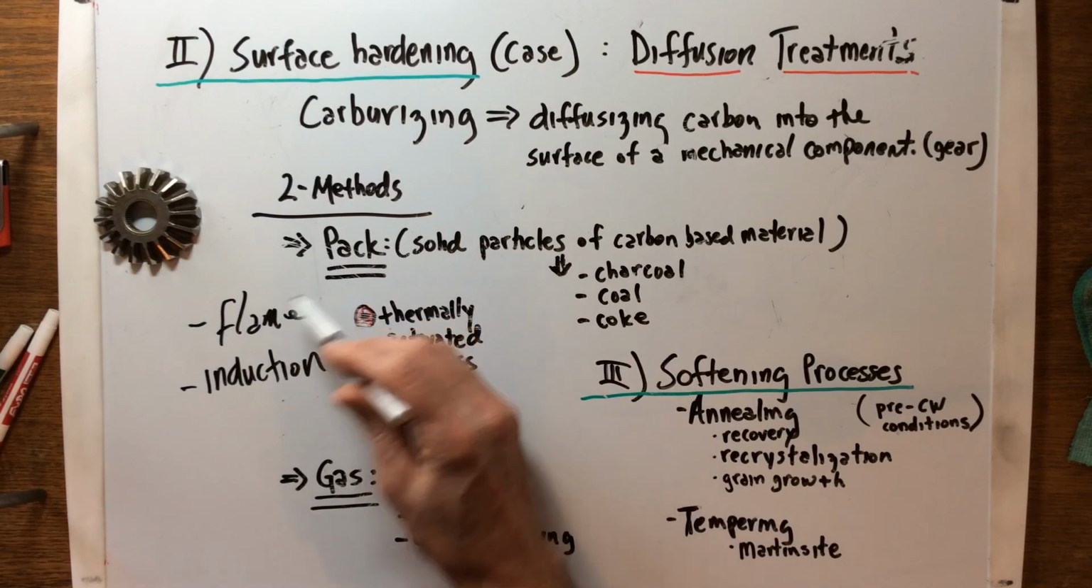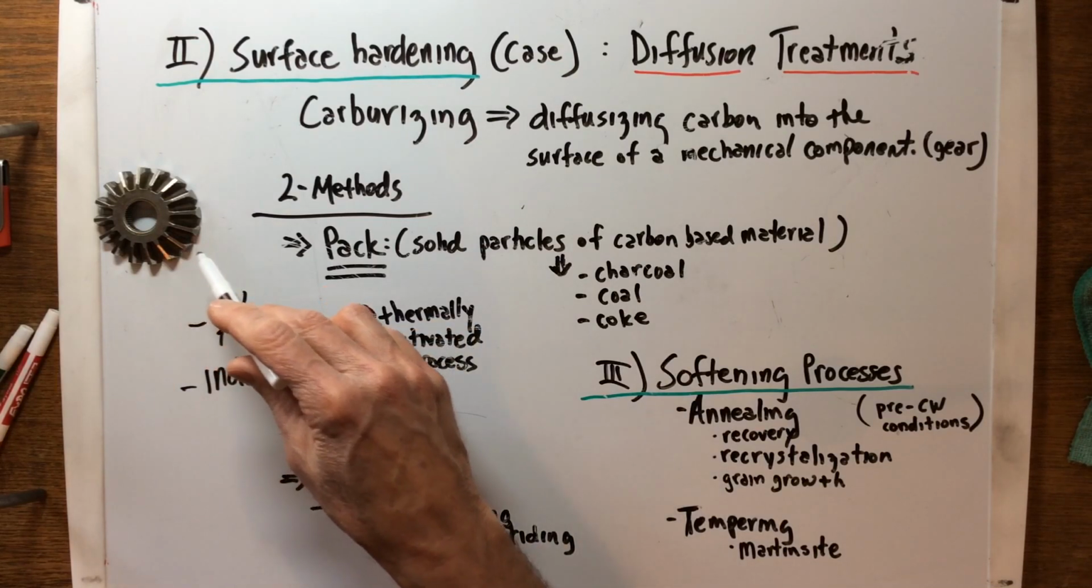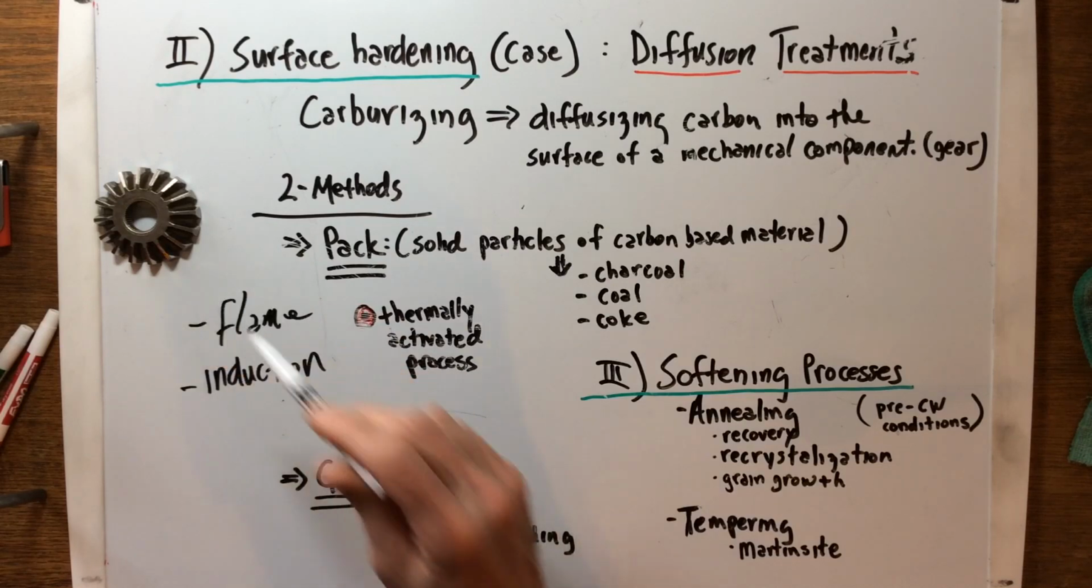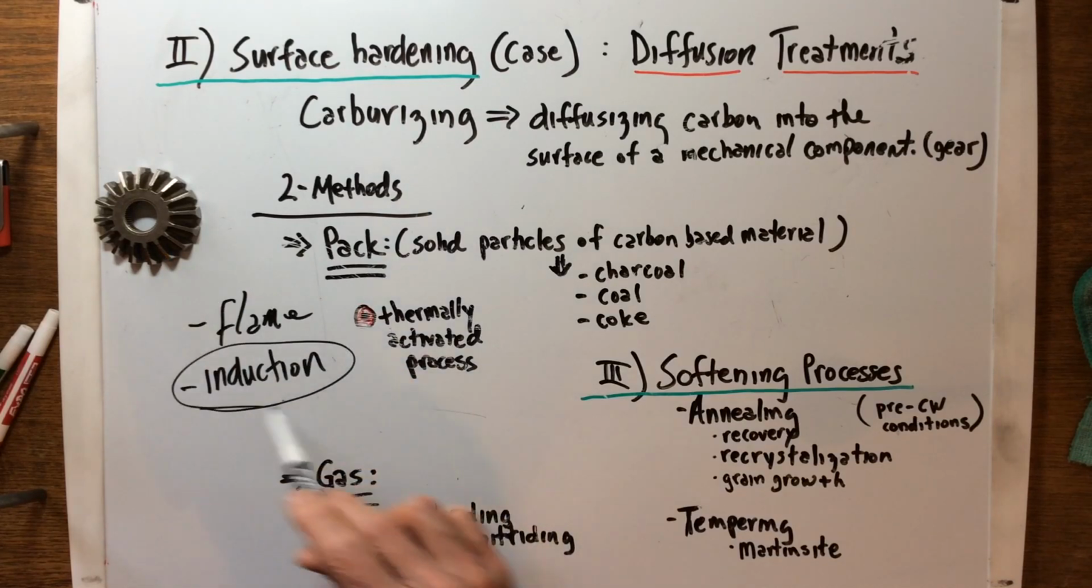So flame hardening, to get this up to temperature, you would bring it up with a flame. Otherwise, you can do it through induction, through electrical transformation. Okay.